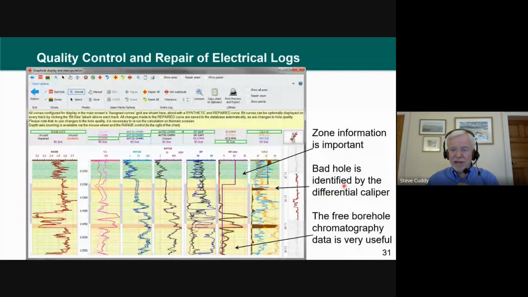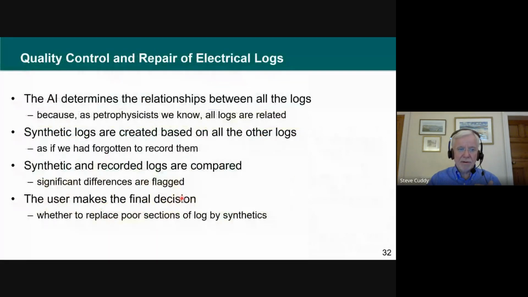So a bad hole can be identified by a differential caliper, the difference between the bit size and the caliper. And we're also adding every piece of information. Now, what we're going to do here, the AI is going to determine the relationship between all logs, because we as geoscientists and petrophysicists know that all logs are related.